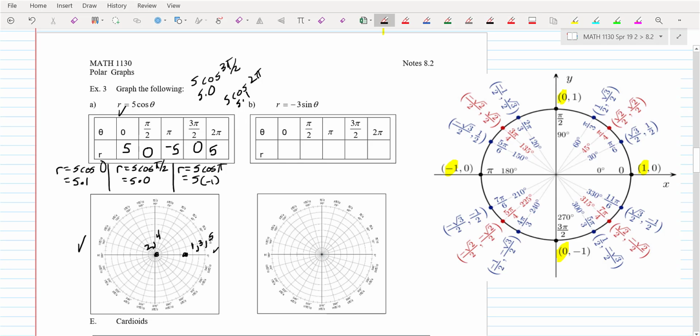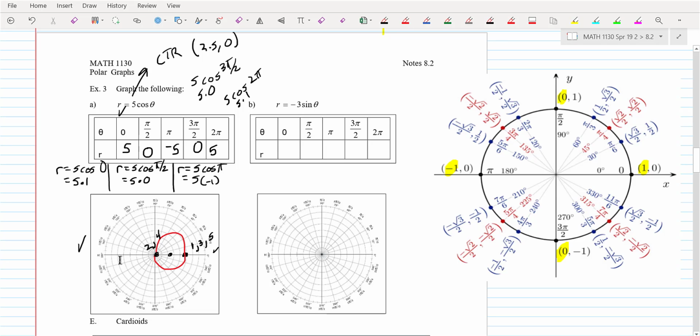Now, on a table you would probably want to get more points than just go by pi over 2, because it's a little bit ambiguous what's happening. What's happening is this is a circle that has its center halfway in the middle like this. The center of that circle is (2.5, 0). If you have a cosine, the center of the circle ends up being on the x-axis. So I just put a little dot there, and then all I want you to do is draw a circle around this. And then we'll check this on the calculator, okay?